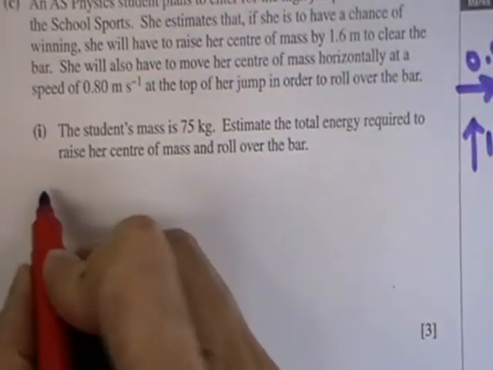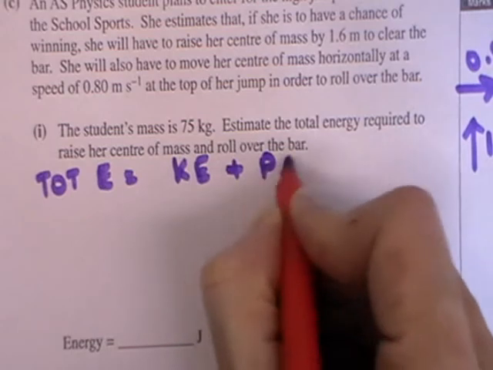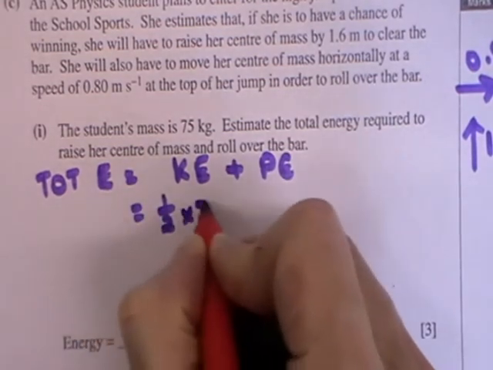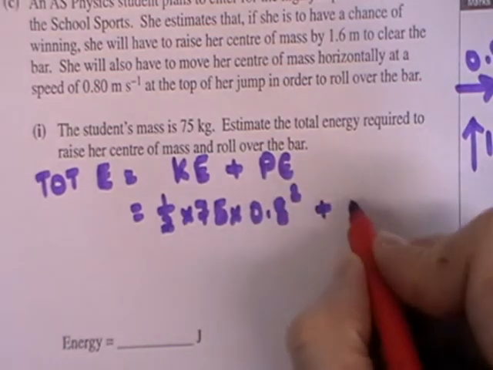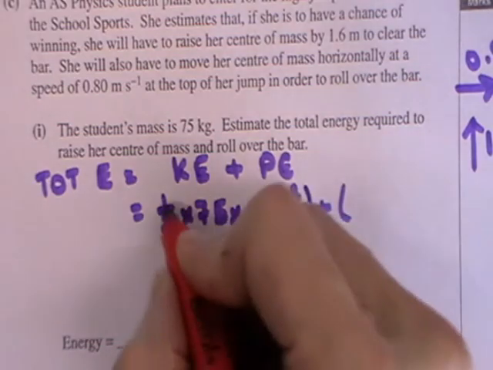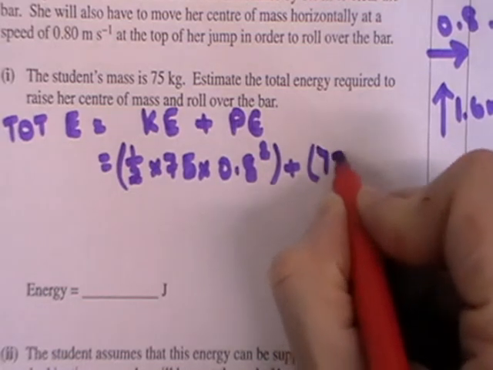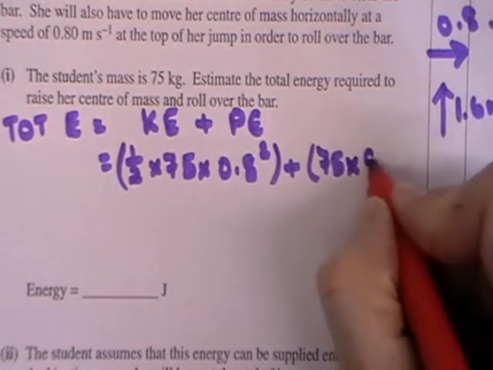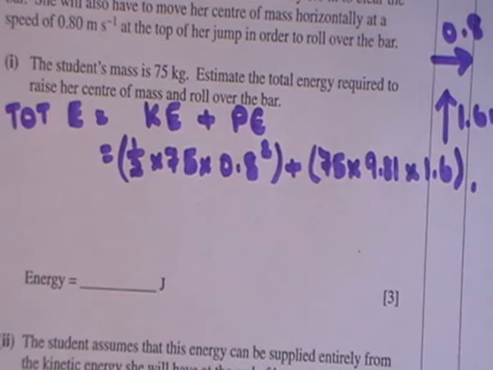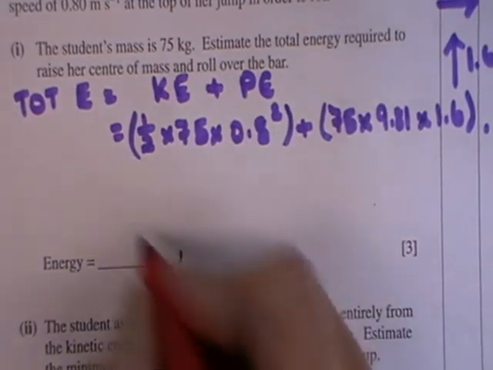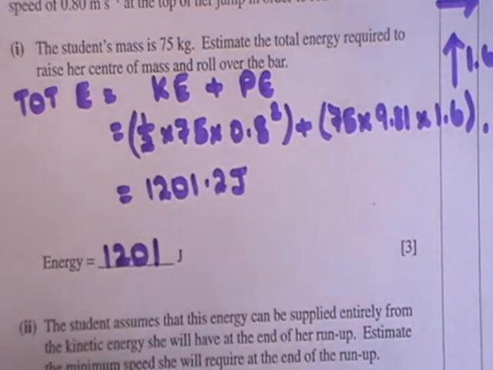So all you have to do is calculate the total, and that's the kinetic plus the potential she needs. So that's half times 75 times 0.8 squared, the speed squared, and then plus, we'll just put that in a bracket, plus m, which is 75, times 9.81 times 1.6. And that answer comes out to be 1,201.2 joules. We'll just leave it 1201.